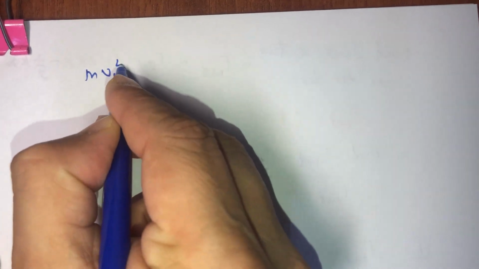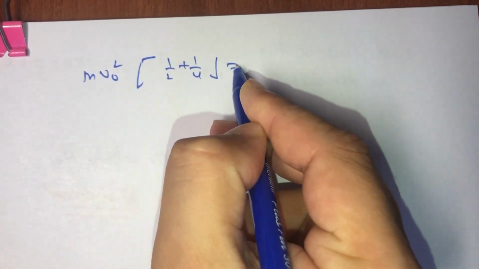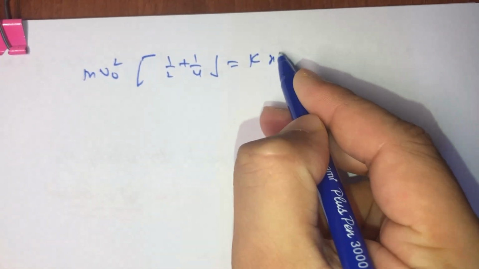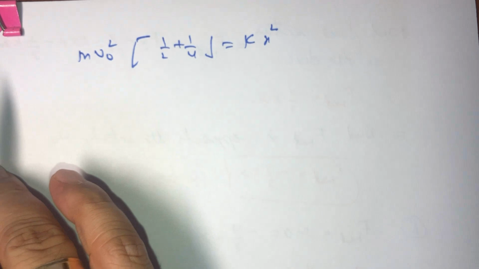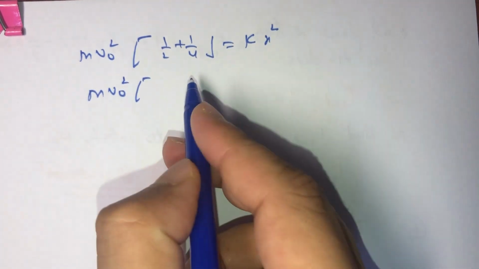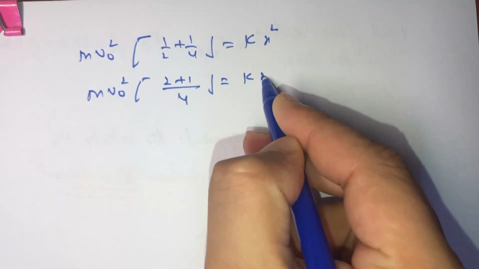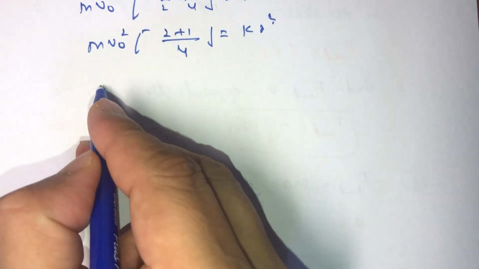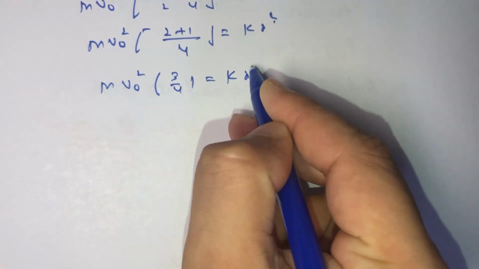So we can solve it taking m V naught square as common. So we get m V naught square as common, and 1 by 2 plus 1 by 4 is equal to kx square. And this will be equal to m V naught square, 4 as the LCM, so this becomes 2 plus 1, equal to kx square, and we get m V naught square multiplied by 3 by 4 is equal to kx square.